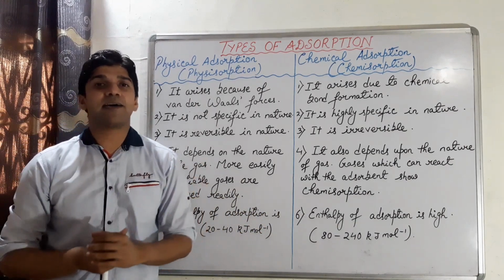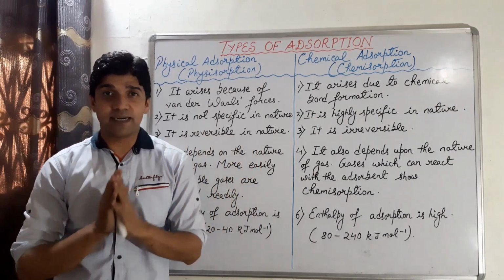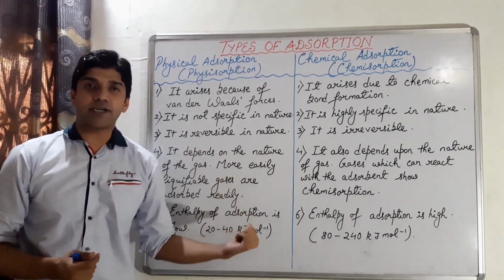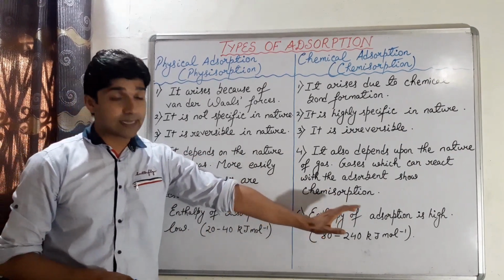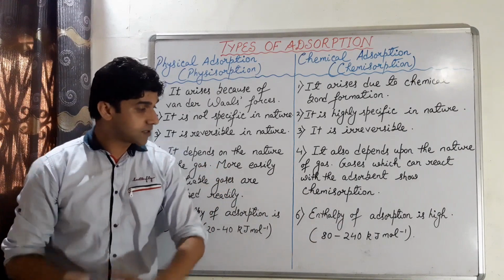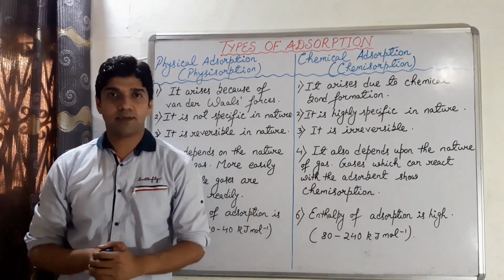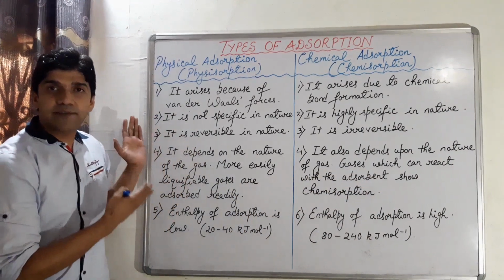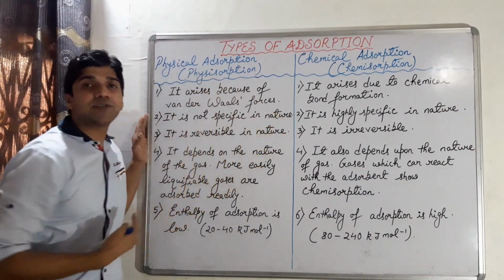ये नेगेटिव साइन में आता है because it is exothermic in nature. So delta H is negative. It is order of 20 to 40 kilojoule per mole. In case of chemisorption, the enthalpy of adsorption is high. It is of the order of 80 to 240 kilojoule per mole. Clear? So that's the first 5 comparison between the physical and chemical adsorption.